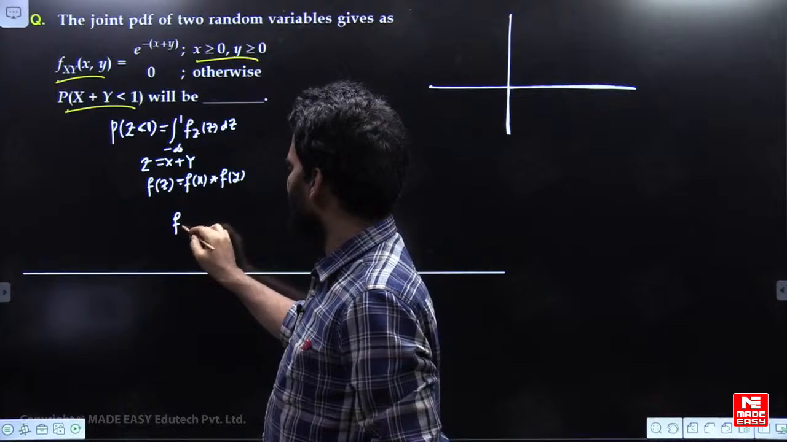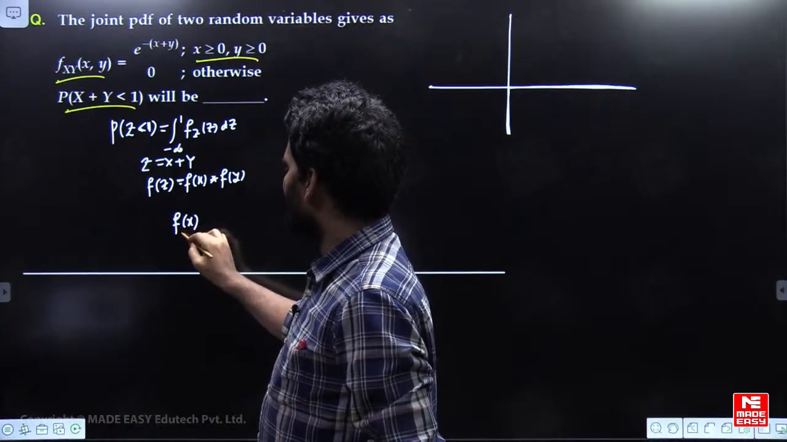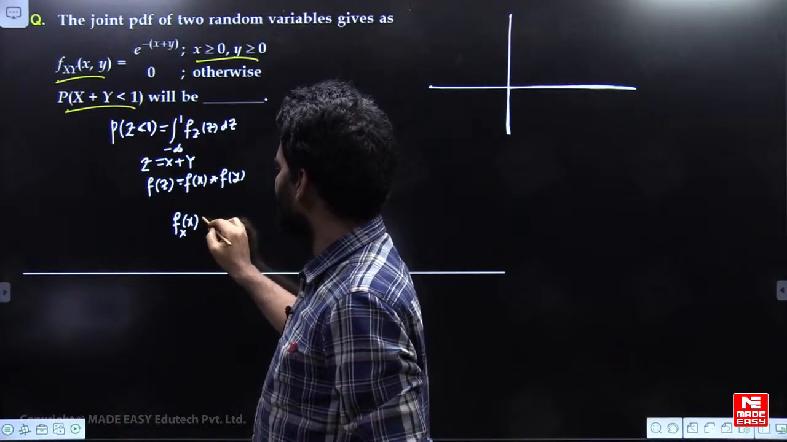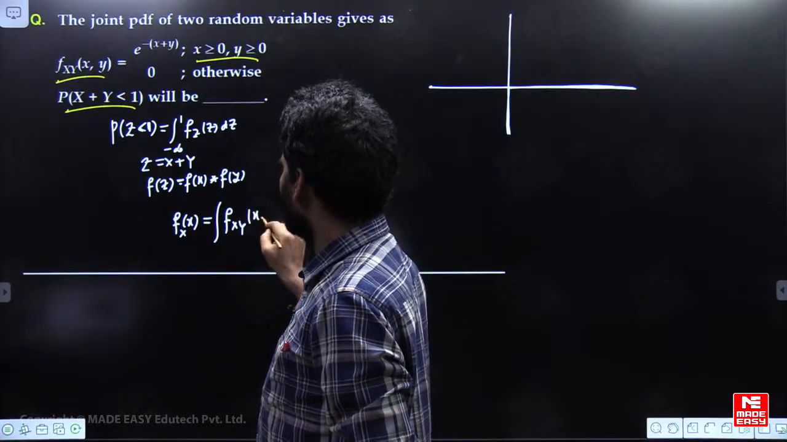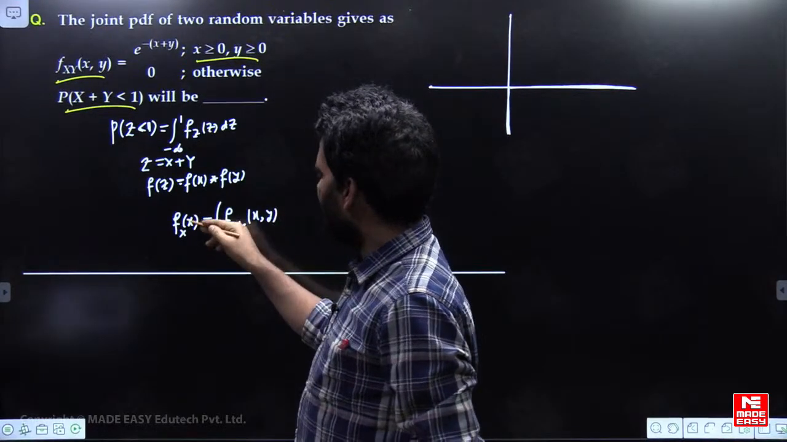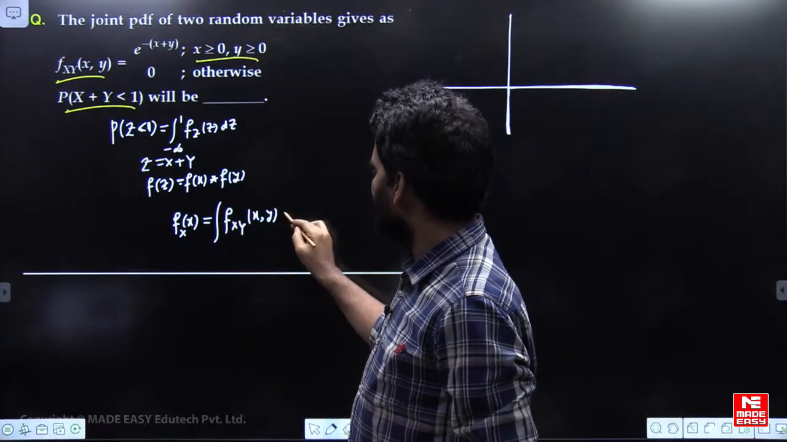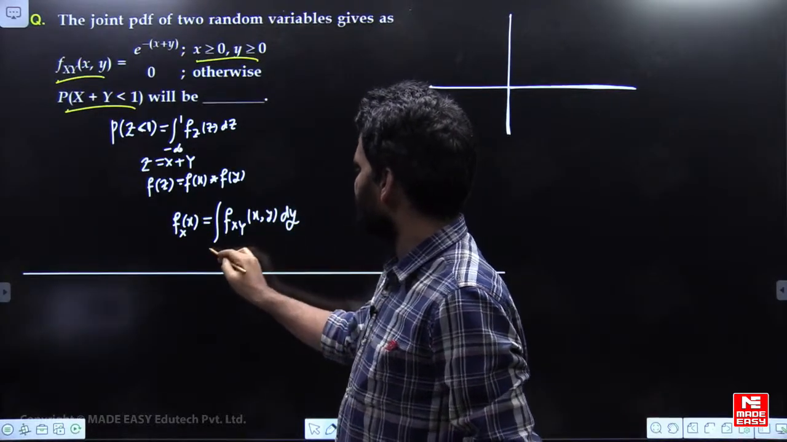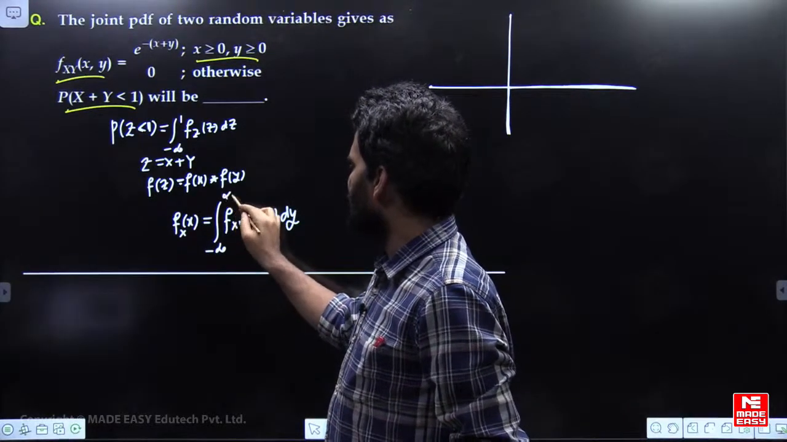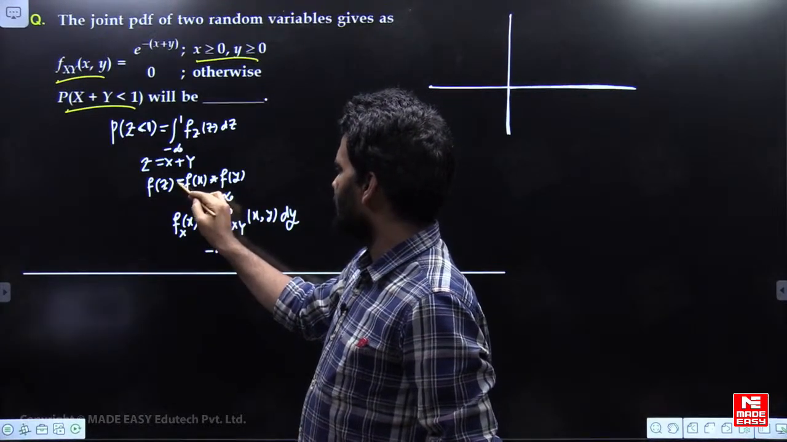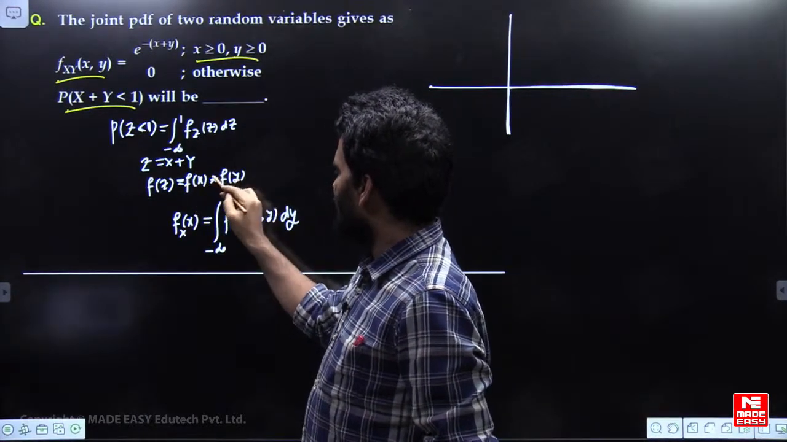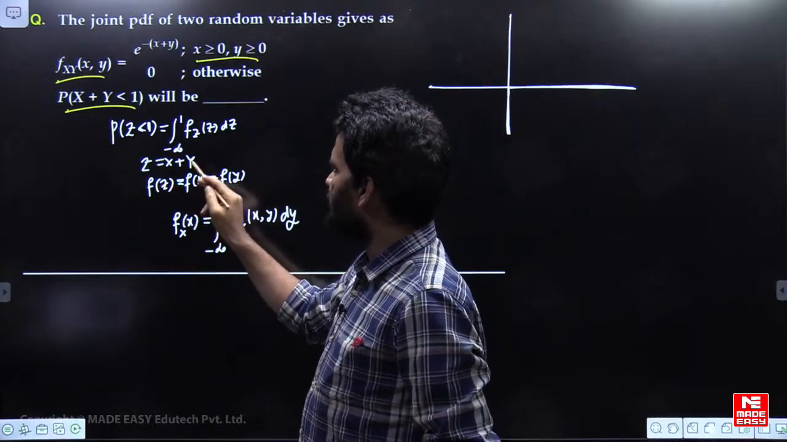Yes, now how to find f_X? f_X(x) from the joint density function, how to get? This is f_XY(x,y). In getting the density function of x, x remains unchanged. You need to do integration with respect to y, over all values possible for y. So like that, first you have to get the density function of x and the density function of y, and you have to do convolution, then you get the density function of z.